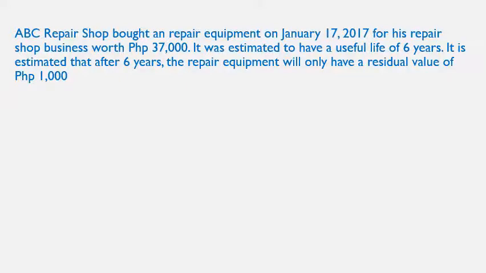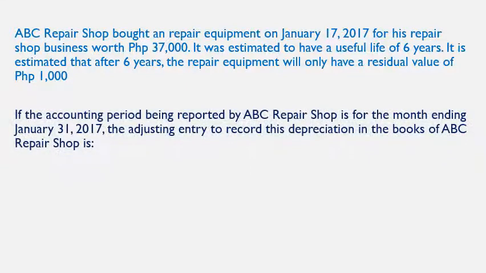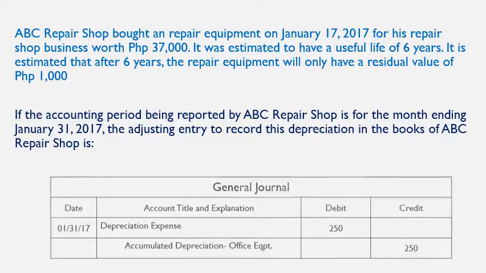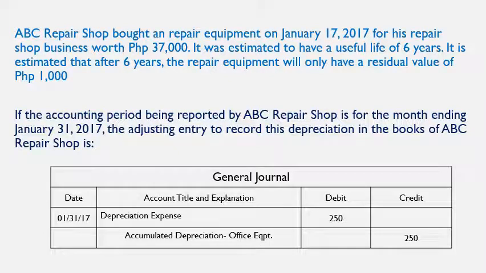So, if we're going to journalize this transaction, ito po yung magiging general journal niya or adjusting entries. If the accounting period being reported by the ABC Repair Shop is for the month ending January 31, 2017, the adjusting entry to record this depreciation in the books of ABC Repair Shop is debit depreciation expense, which is 250, and credit accumulated depreciation office equipment 250.